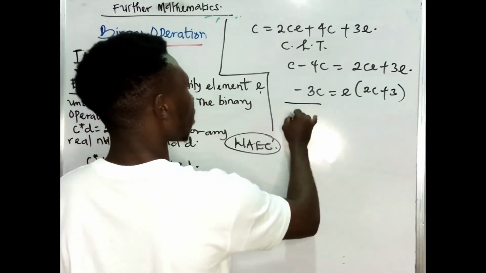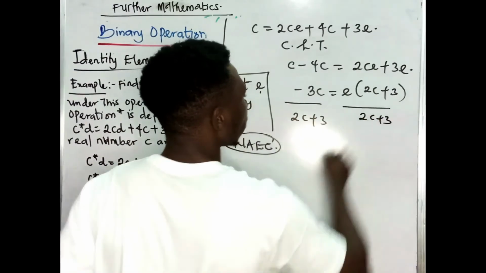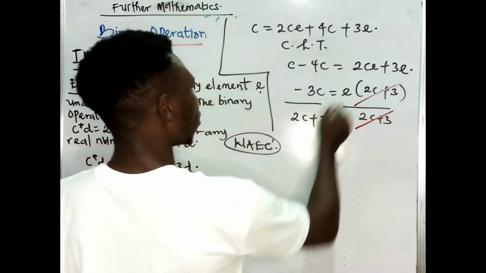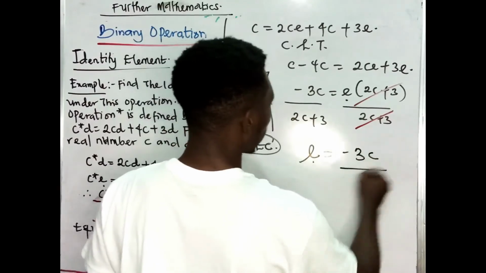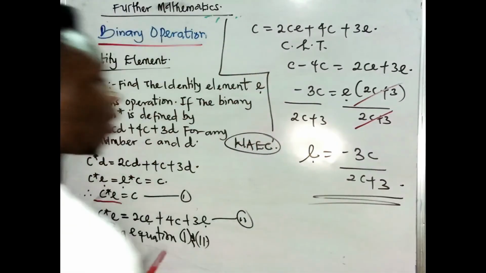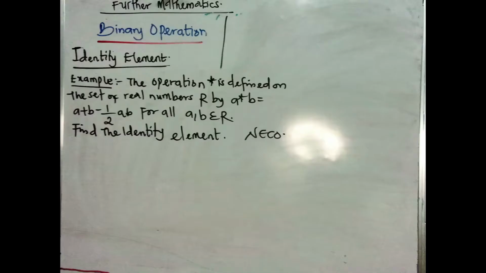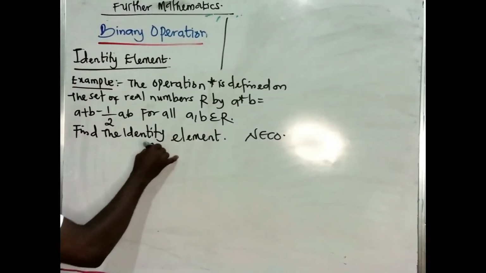So at this junction, divide both sides by 2C plus 3. So without doing much, 2C plus 3 cancels. So E here is now equal to minus 3C over 2C plus 3. And this is your final answer. So I'm trying to tell you that every question has a unique identity. Now, having this question here, we have its solution.